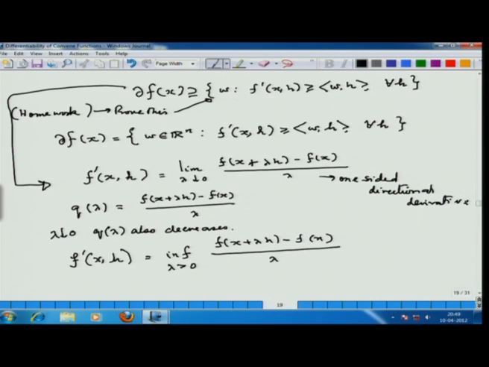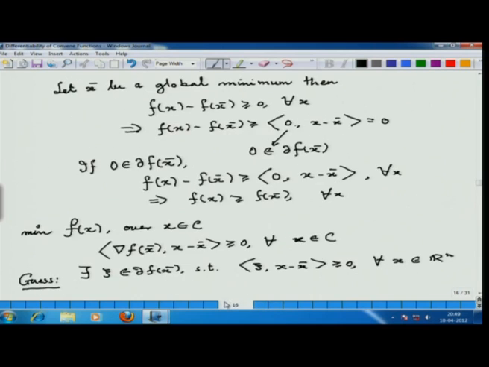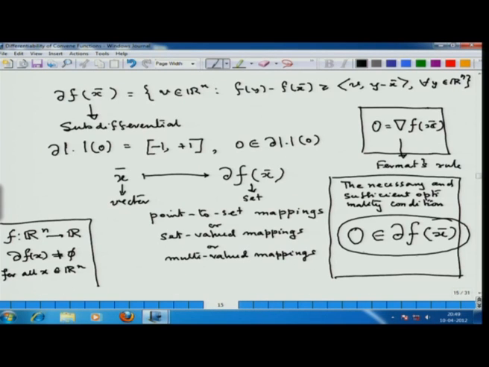So, the one-sided directional derivative of f at x in the direction h is also linked with the subdifferential in this fabulous fashion. And of course, we have the fundamental formula, which is very, very important: 0 is an element of ∂f(x bar). This holds true.